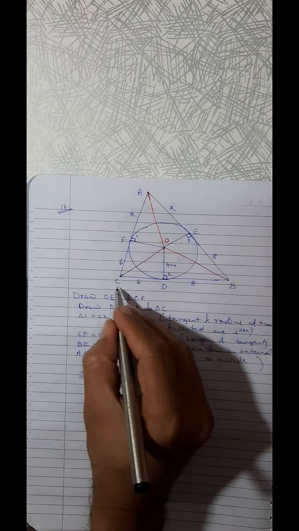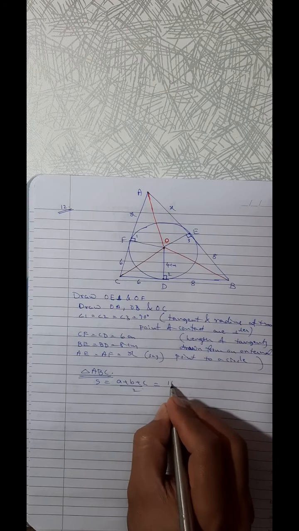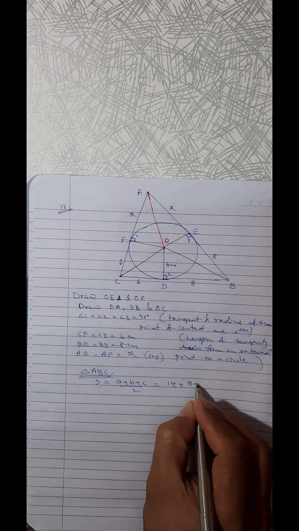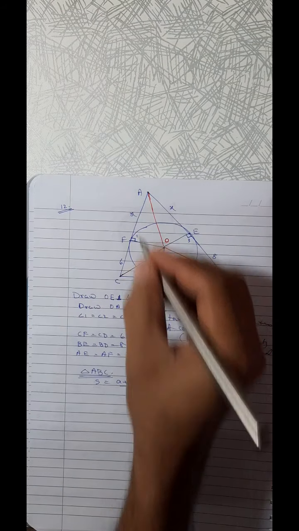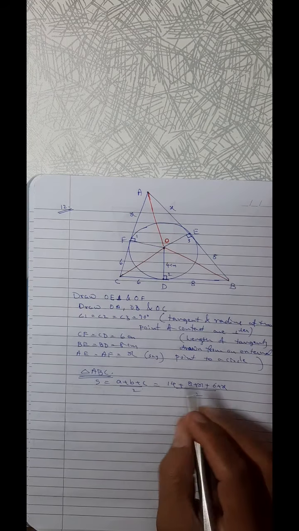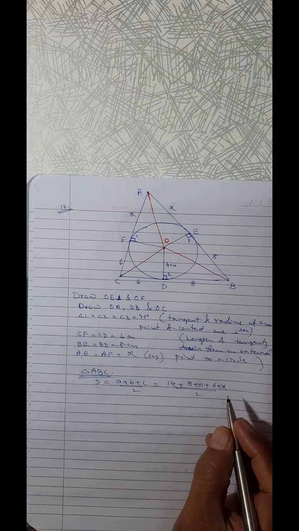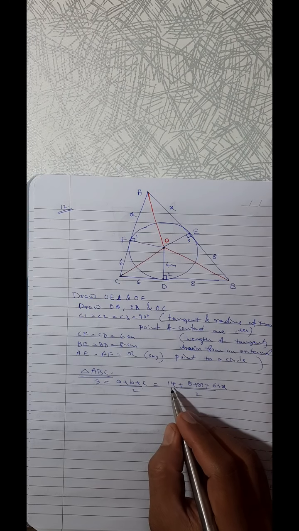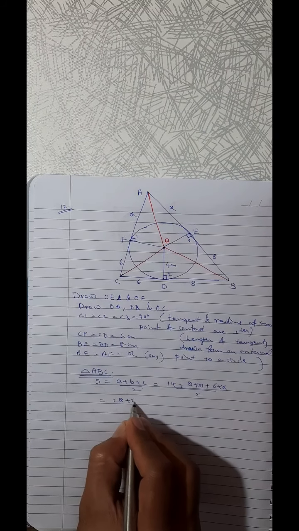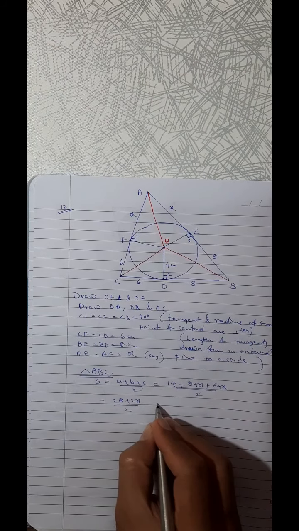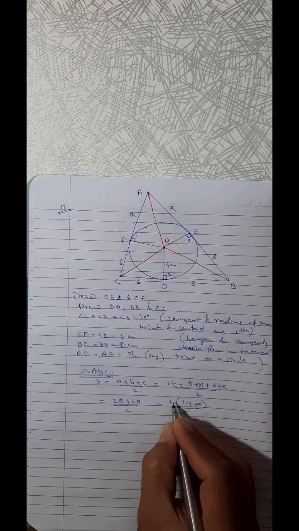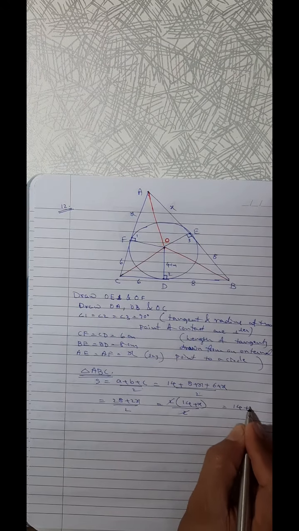One side is 6 plus 8, that is 14. Another side is 8 plus x. Another side is 6 plus x. So a plus b plus c is 28 plus 2x, and 28 plus 2x upon 2. Since 2 is common, it is 14 plus x upon 2. The 2 cancels, so s becomes 14 plus x.